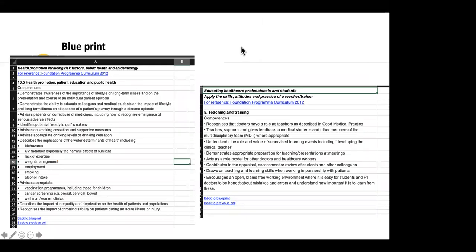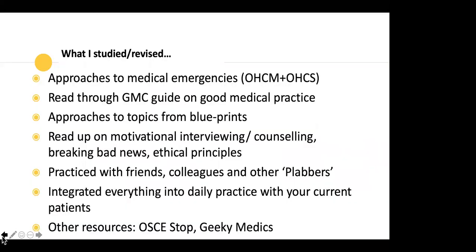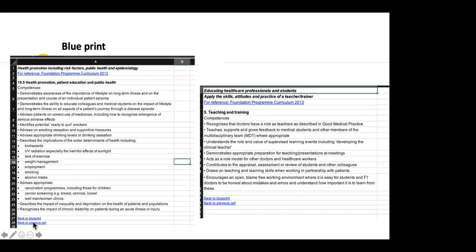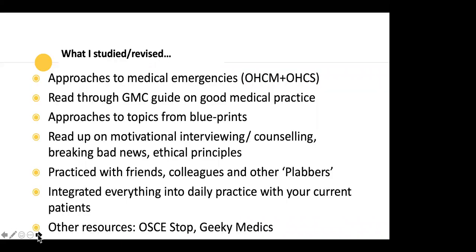This is a bit more about the blueprint. So here on the left, we have some competencies regarding health promotion, patient education, and public health. And then on the right, we have teaching and training and competencies regarding that.